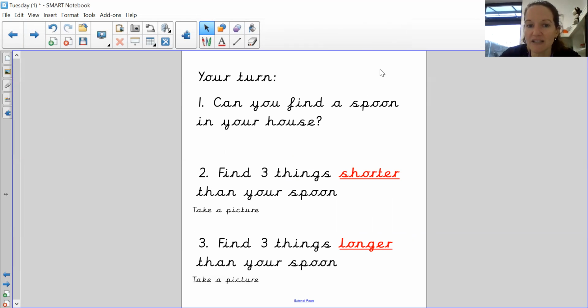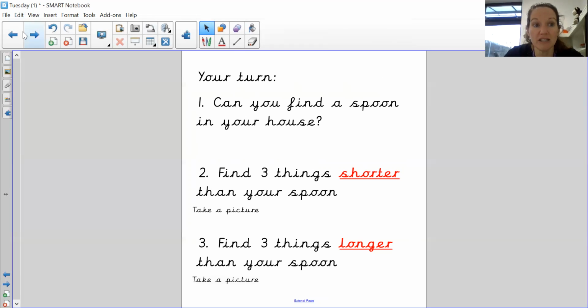So can you find a spoon in your house? What you need to do is, with that spoon, find 3 things that are shorter than your spoon. And then you need to find 3 things that are longer than your spoon. I want you to take a picture. Now, do I want you just to put them all in a pile?